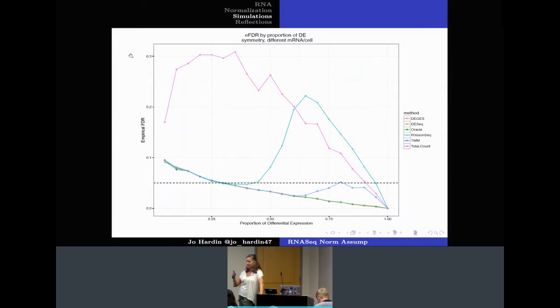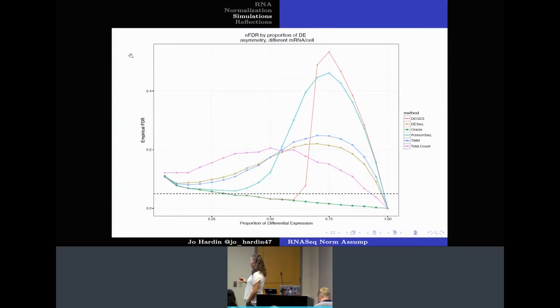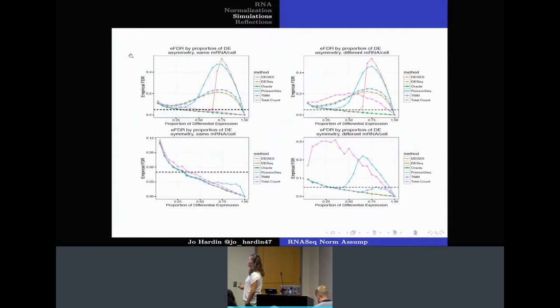Right, as expected, given what we know about what goes into the methods. And last, we have asymmetric with a different amount of mRNA per cell, and as expected, it's harder. This is a harder problem, so we do worse. Okay, and this is just those same 4 plots all together in kind of a random order, I'm recognizing.